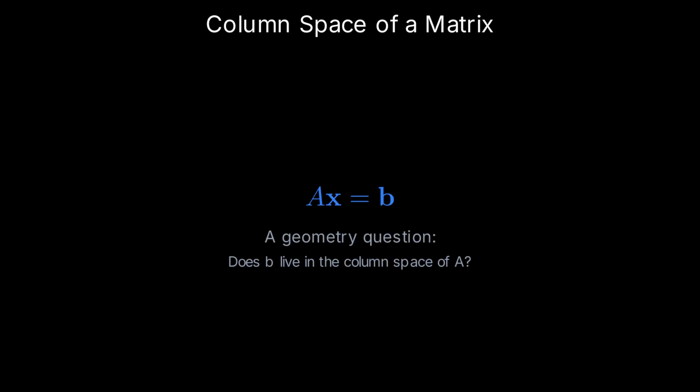You've learned to solve Ax = b by row reduction, but the question, does this system have a solution, is really a geometry question. Does one vector live inside a specific space?